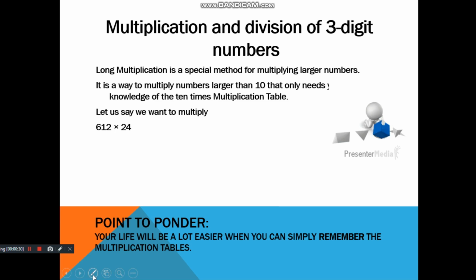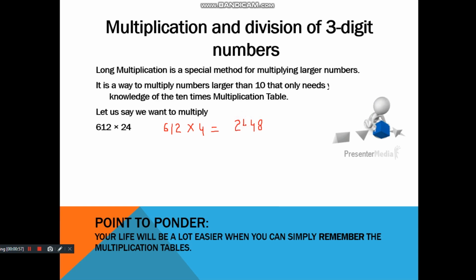Now, for example, if you have to multiply 612 by 24, instead of doing that larger method, I will tell you the simple method. First you are going to multiply 612 with 4, which you can do mentally. Multiply 4 with the units, that is 8. Then 4 times 1 is 4 and 4 times 6 is 24.